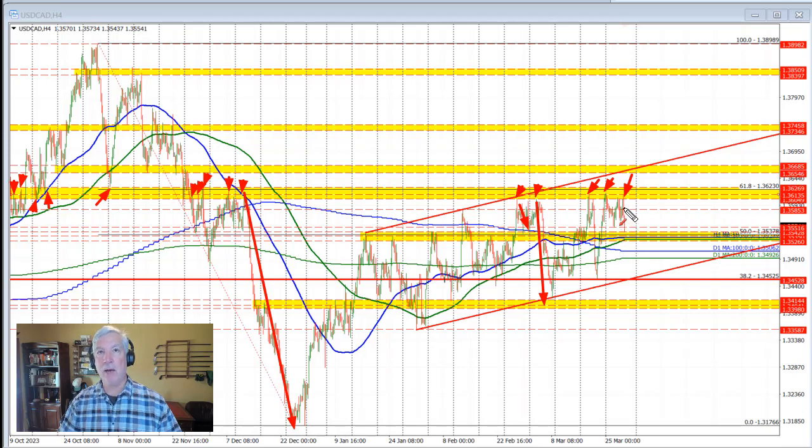So for now, however, support is holding against this lower swing area, against the cluster of moving averages, against the 50% retracement. On the top side, resistance is holding against the swing area and the 61.8% retracement. There you have it. I'll look at the dollar versus Canada from a technical perspective.